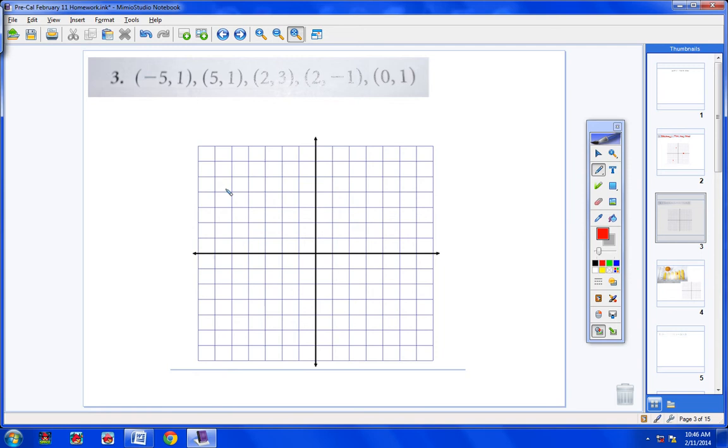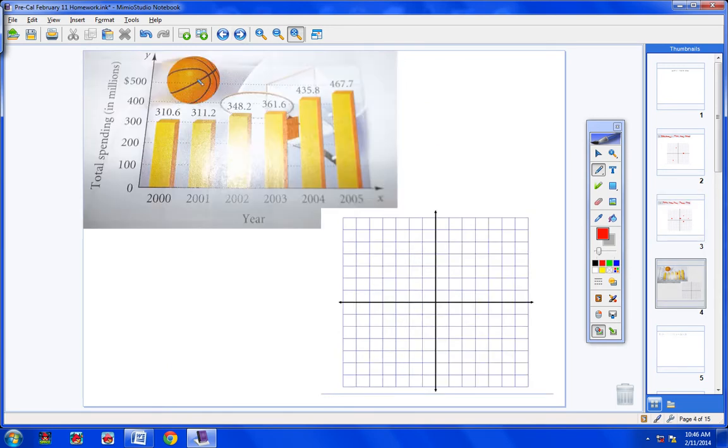Let's take a look at number 3. My first ordered pair is (-5, 1). So over 5, up 1. Then (5, 1). Over 5, up 1. (2, 3). Over 2, up 3. (2, -1). Over 2, down 1. And (0, 1). So I'm at 0 on the x-axis and I go up 1. There we go.